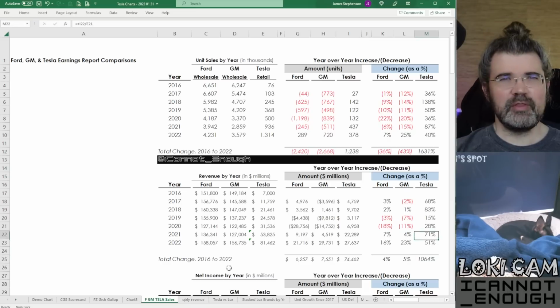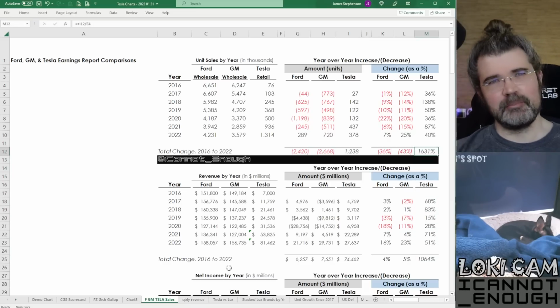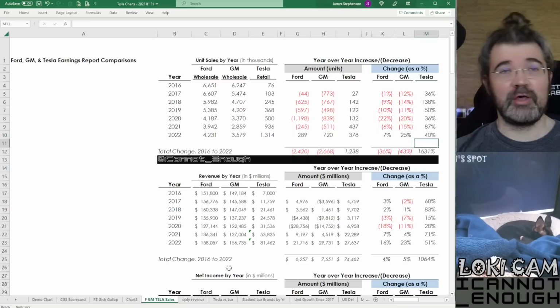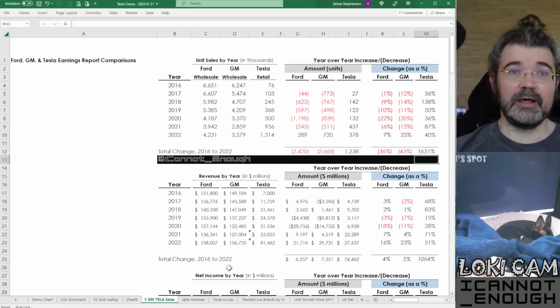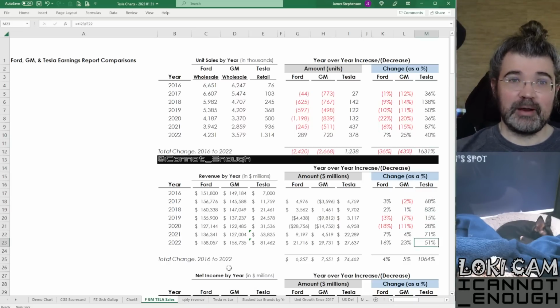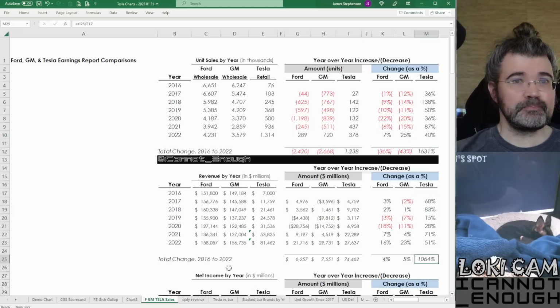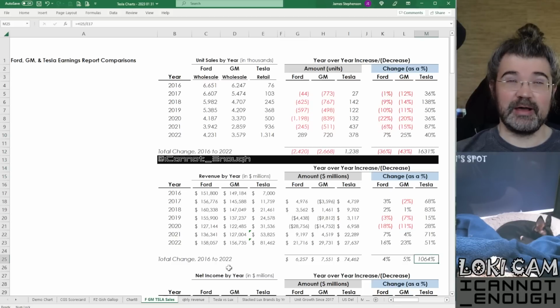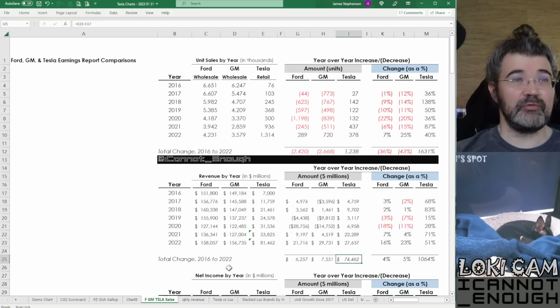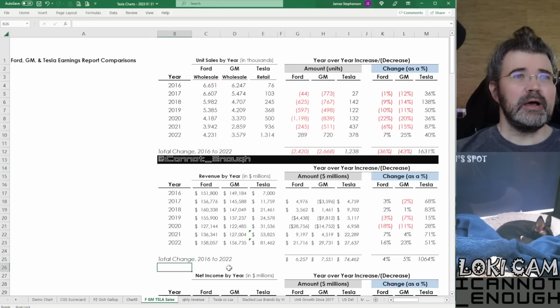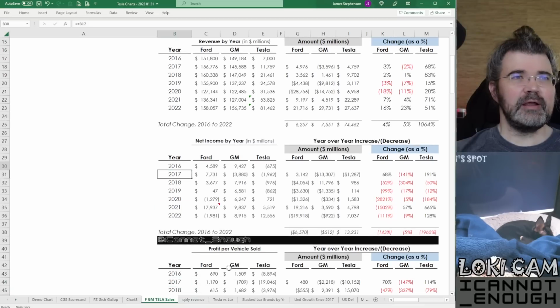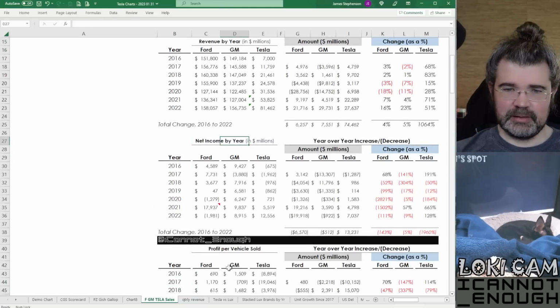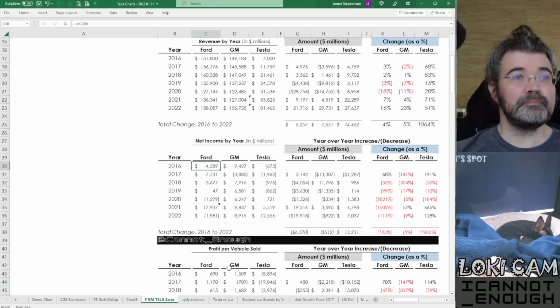1,064%. So even though the average selling price is way down from when Tesla was selling mostly Model S and Model X, now they sell mostly Model Y and Model 3, still up over 1,000% on revenue over the past 6 years. Pretty good. What other metrics do I have on here? Well, I've got net income next.